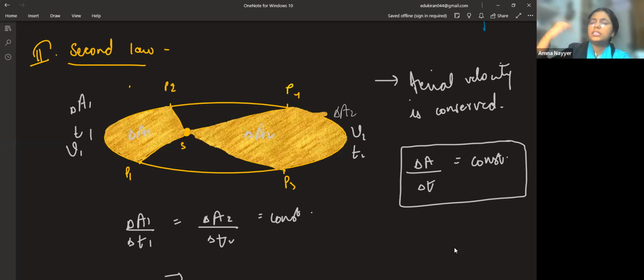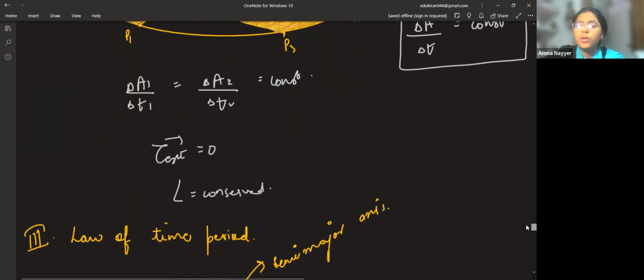A1 by T1 is equal to A2 by T2 is equal to A3 by T3 and so on. You can add it. Though here you will have only two, A1 by T1 is equal to A2 by T2. Questions on this topic are like this only. You have to find out one of these quantities.